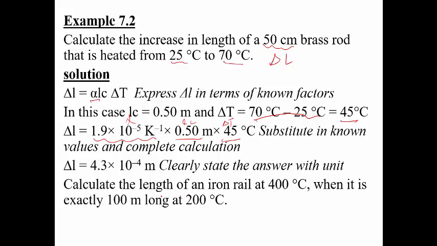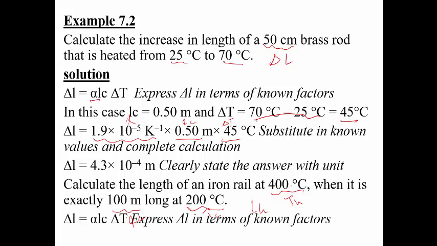Another example: calculate the length of an iron rail at 400 degrees Celsius when it is exactly 100 meter long at 200 degrees Celsius. Here this one is TH, and this one is TC, and this one is LC. At 200 degrees Celsius, the length is 100 meter. At 400 degrees Celsius, how much does the length become? That means you are asked to calculate LH.